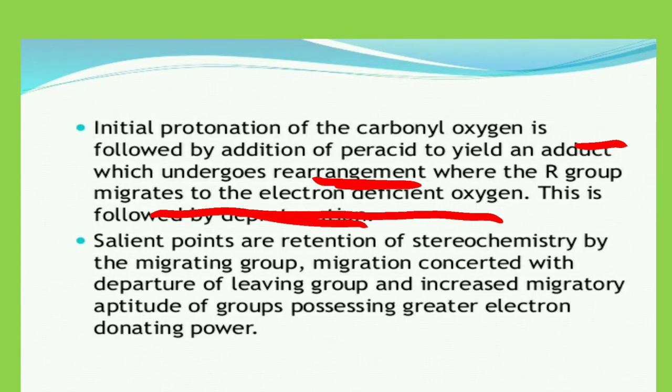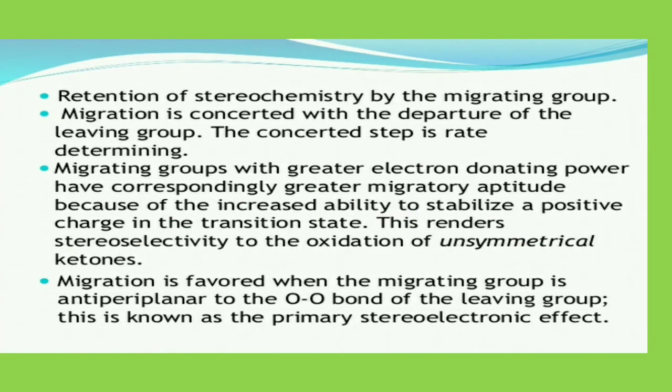Okay, the salient points are retention of stereochemistry by the migrating group. The migration is concerted with the departure of the leaving group, and the migratory aptitude increases for a group possessing greater electron donating power. The retention of stereochemistry by the migrating group takes place. That means if the carbonyl is attached to a stereocarbon, or chirally active carbon, then the product which we form gives retention of stereochemistry.